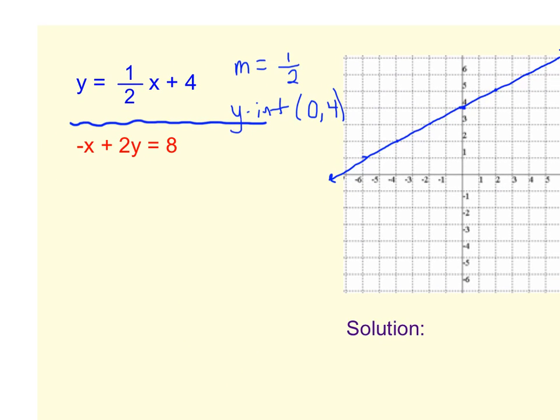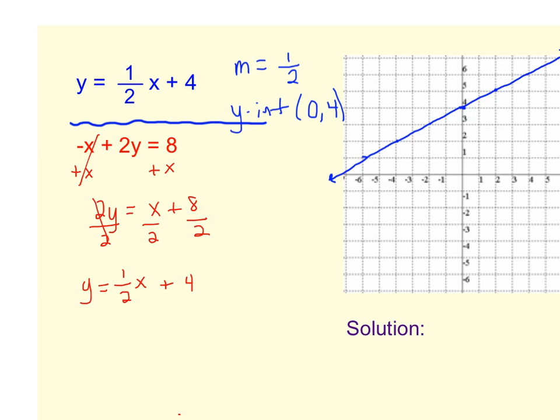Our second line, now you may notice that the second one, and hopefully we did notice, is not solved for y. That means we have to do a little bit of legwork before we can graph this. So to solve for y, we add x to both sides first. That cancels, so we have 2y equals x plus 8. And then you divide both sides by 2. So we have y equals x over 2, that's a 1x over 2, so 1/2 x plus 4.